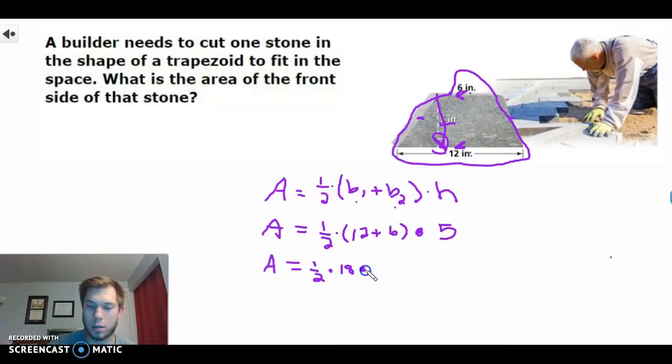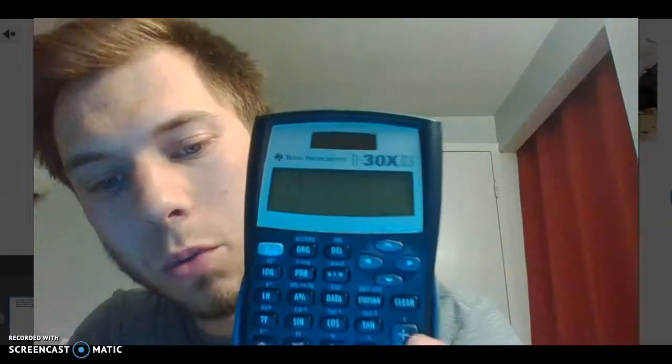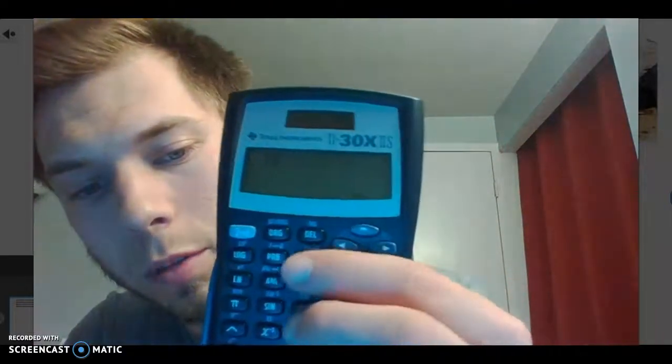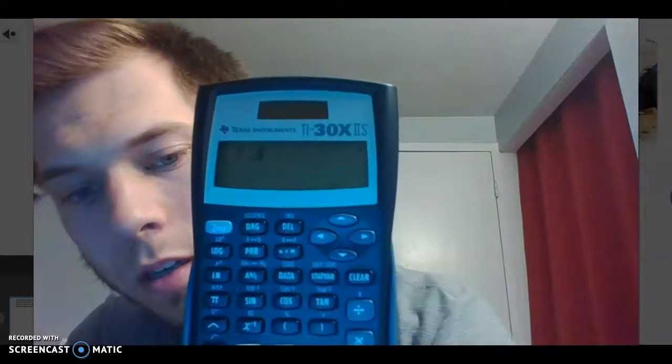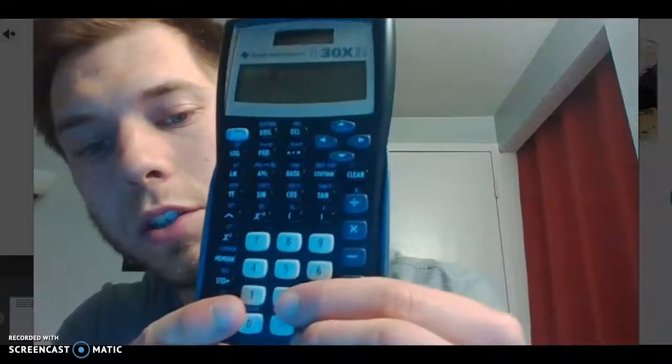multiplied by 5. Okay. Now we're going to break out our calculator again. So we have area equals 1/2 multiplied by 18 multiplied by 5. Okay. So here's our calculator. Follow along with me here. We're going to type in the half, so 1. Then we're going to go up to ABC. There's the ABC button. Hit that. We're going to type in the 2.